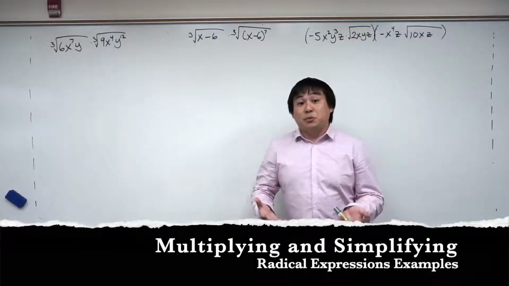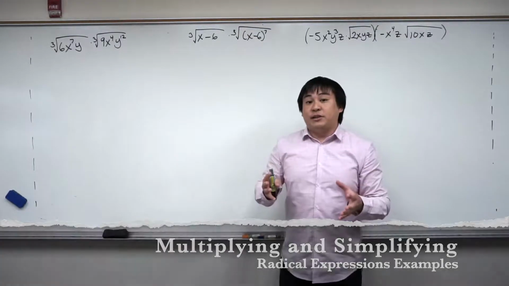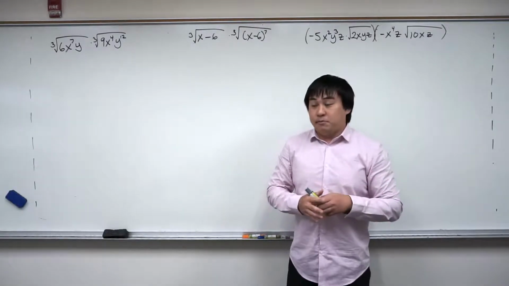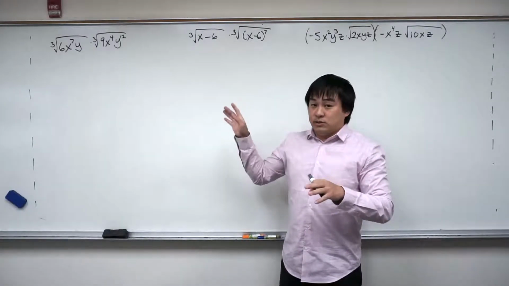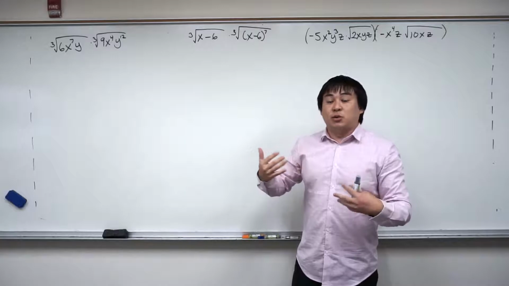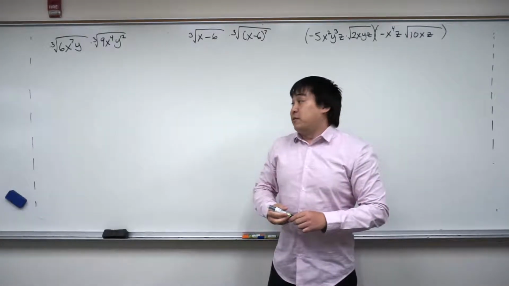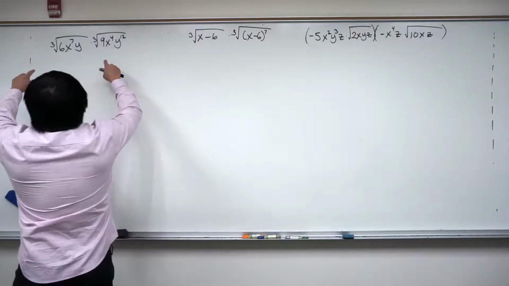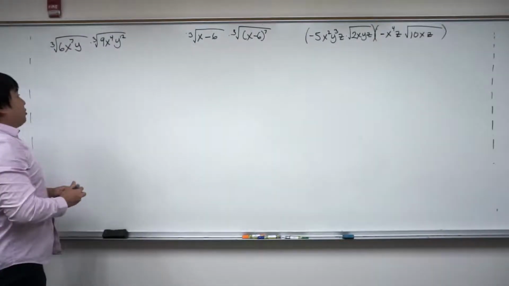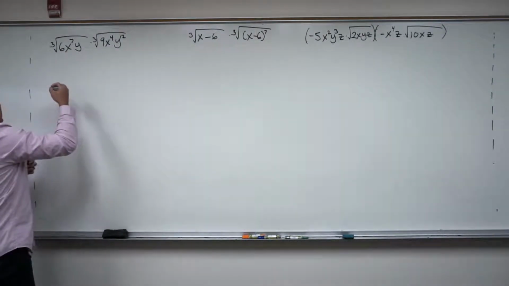Okay, so let's go ahead and do some more examples where we want to combine everything and simplify it as much as we can. So again, don't forget that we're assuming that the inside is going to be positive, so we don't have to worry about the absolute values. So same root over here, right? It's the third root. So let's go ahead and write it as a single root.